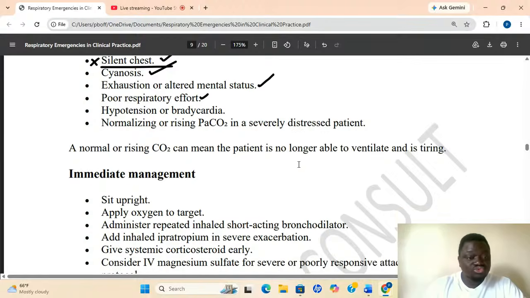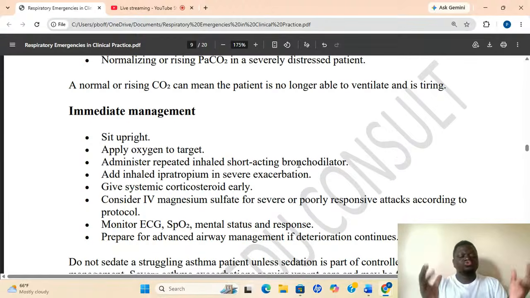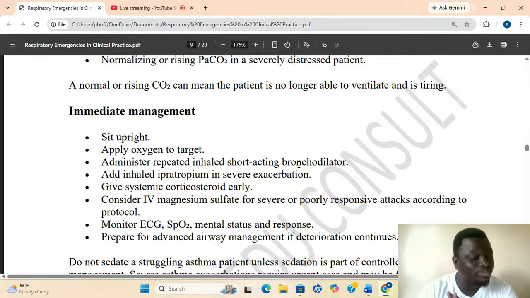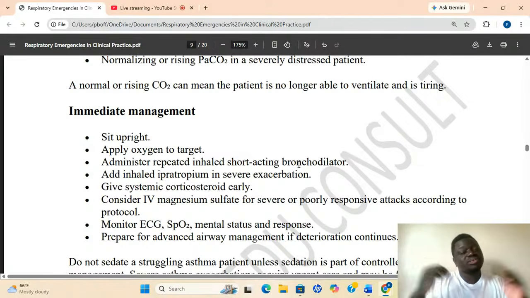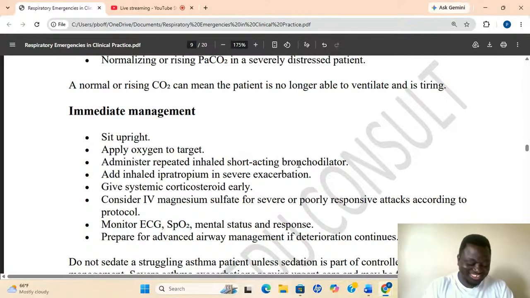So these are the things you should know. What are you going to do? What is the immediate management? Asthmatics, sit them up. Position is very, very important. This is the area where a lot of the question banks, depending on the way the question is put, some will say give oxygen before you position, some will say position before you give oxygen. I don't know if you have met this scenario before.